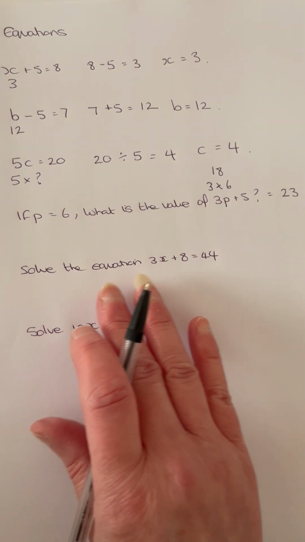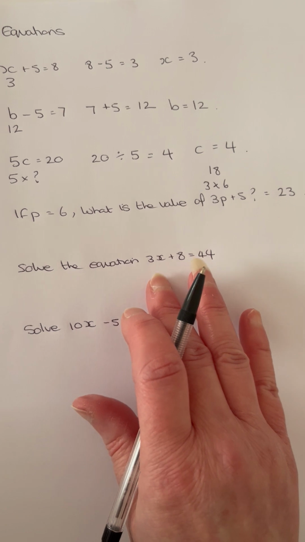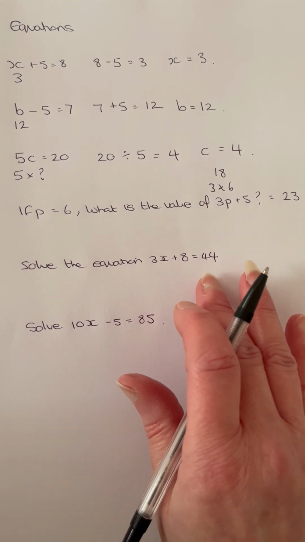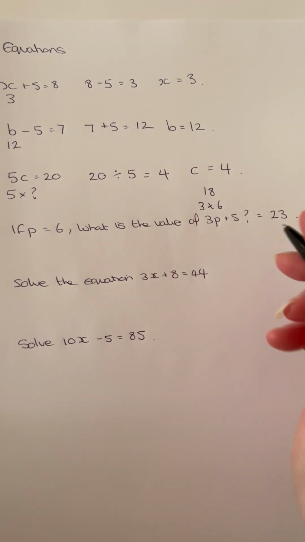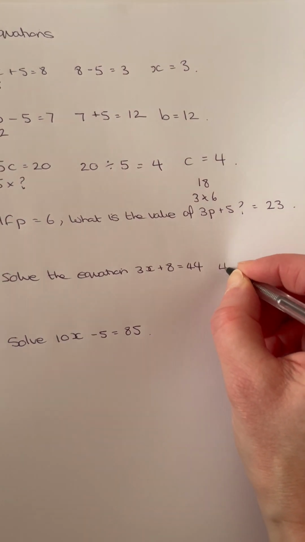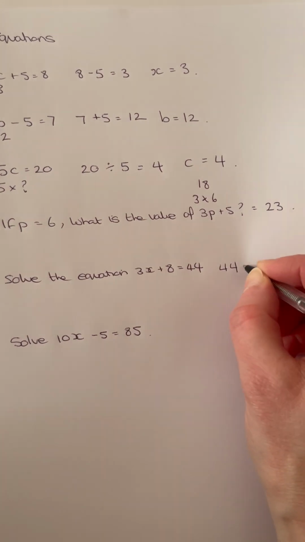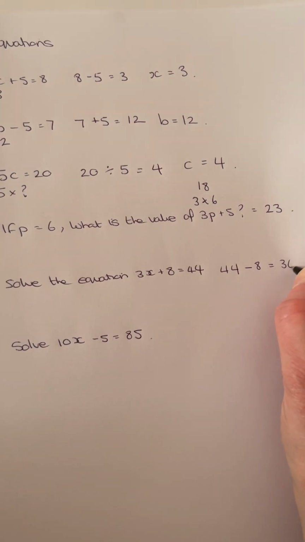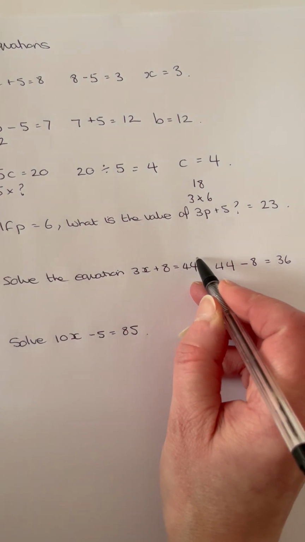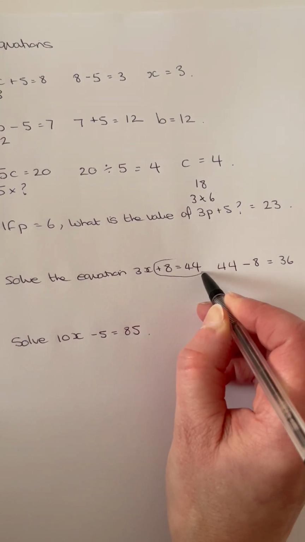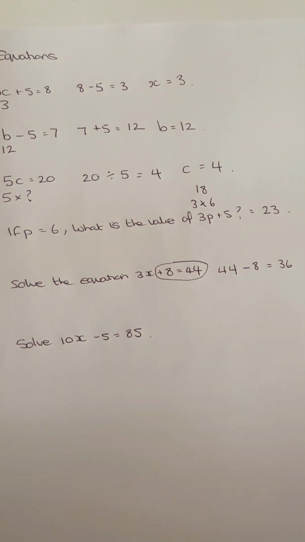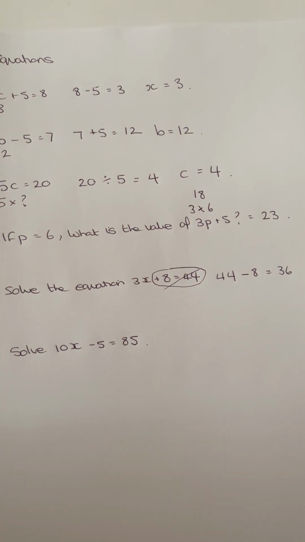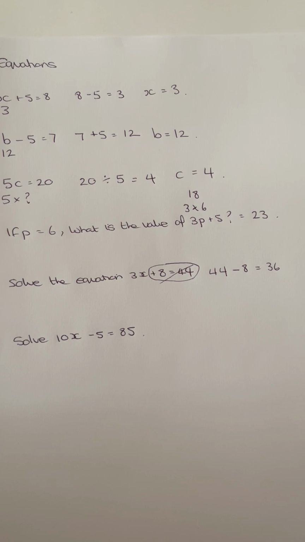Right, the next one is solve the equation 3x plus 8 equals 44. Okay, so we can start with 44 and then we'd actually do the opposite, so we'll minus 8 to get 36. So that's this part of the equation finished. So we could actually just cross through that if we didn't want to get confused.